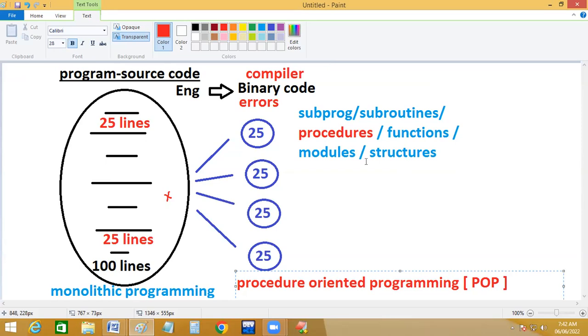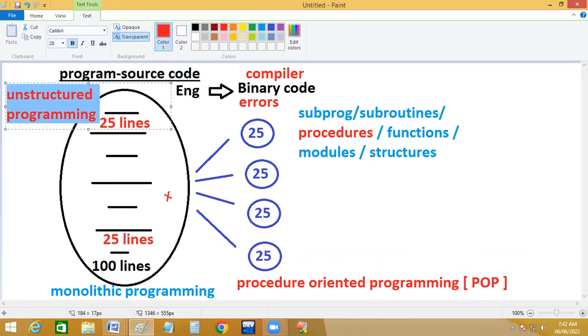Now tell me, actually in POP we are having structure or not? But in monolithic, is there any structure? That's why it is also called unstructured programming.